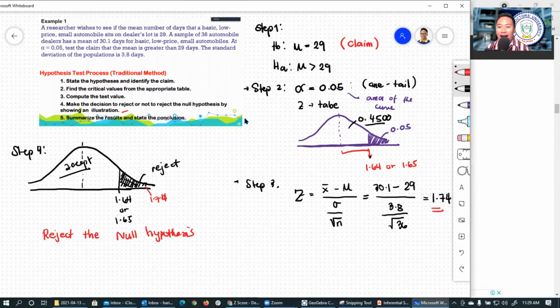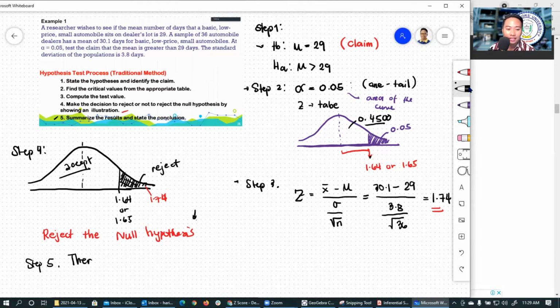Clear? And then to do step 5, we have step 5. Step 5, summarize the result and state the conclusion. So because we are rejecting the null hypothesis, that's step 1, we are rejecting this. In other words, you can say there is enough evidence to reject the claim.